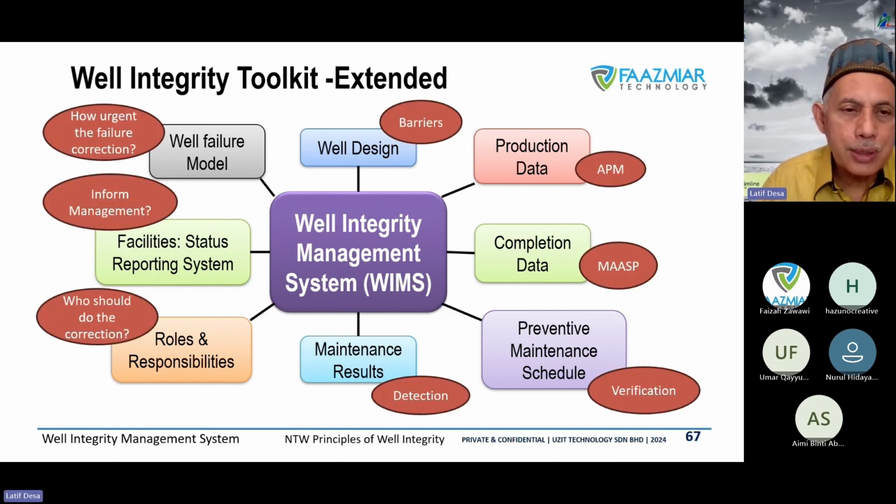Okay, so the toolkit, as you can see, again same thing. It's about the barrier for well design, and we're talking about annulus pressure management here, compression design. We also give this, because a leak in the tubing can cause a different maximum allowable annulus surface pressure. And then we see the verification system here, the detection technique, and who should do the job is in the role and responsibility. This is info management for the facilities and so on. It's about documentation and how urgent the failure correction is. So this is the failure model.